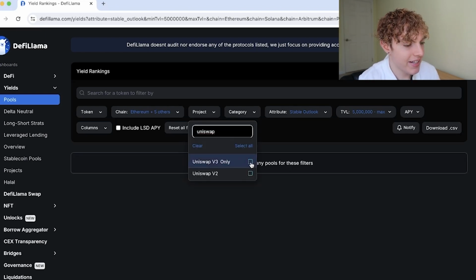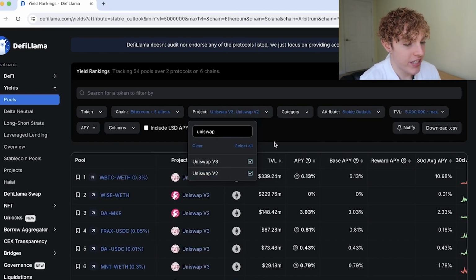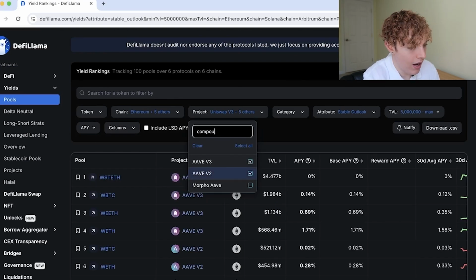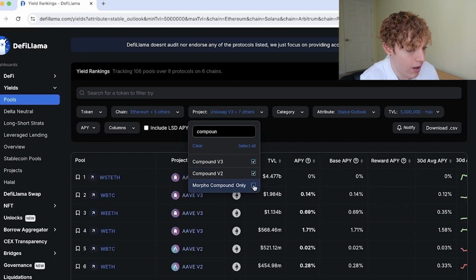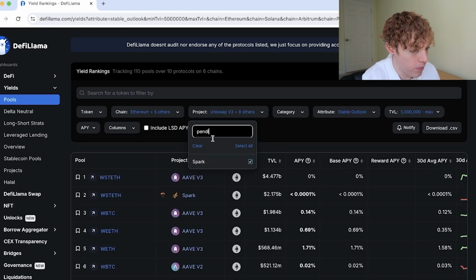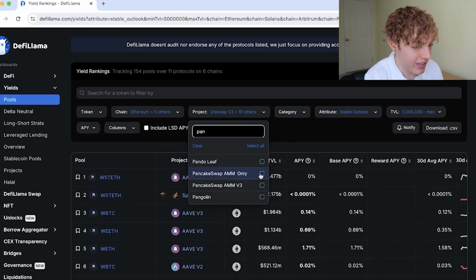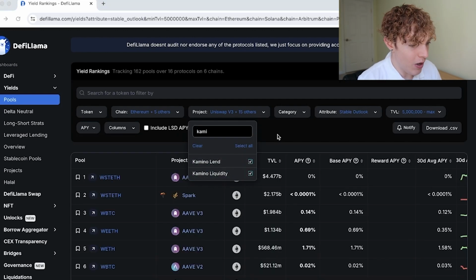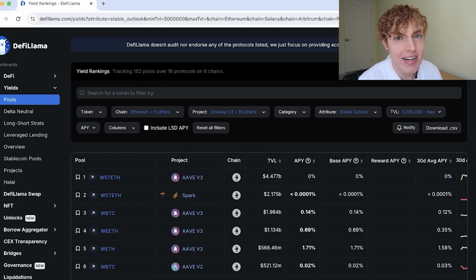And then for project, I'm just going to select a couple projects that I believe in, so there's a lower chance of getting exploited, and that way I don't have to look through a ton of projects that have lower TVL. So Uniswap v2 and Uniswap v3, as well as Velodrome. I'm also going to do Extra Finance, and then Aave, both v3 and v2. Then Compound v2 and v3, and then Morpho Compound. We're going to do Spark as well, Pendle, and PancakeSwap, and I'm really just listing out the more blue chip platforms. I'm going to do Orca, then Camino Finance, and let's just do Lend and Liquidity. As you can see, we just selected a ton of projects and we still have 162 pools to sort through. So this is already narrowing it down much more.